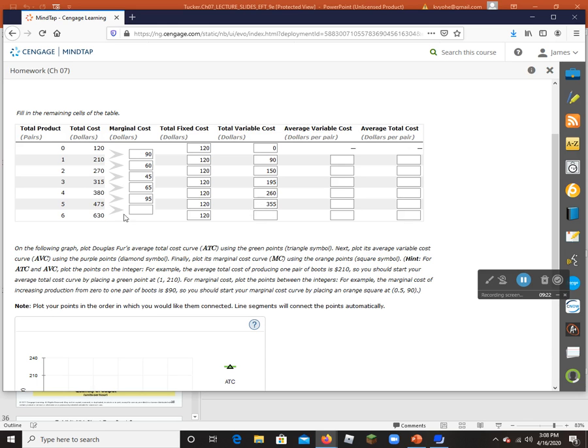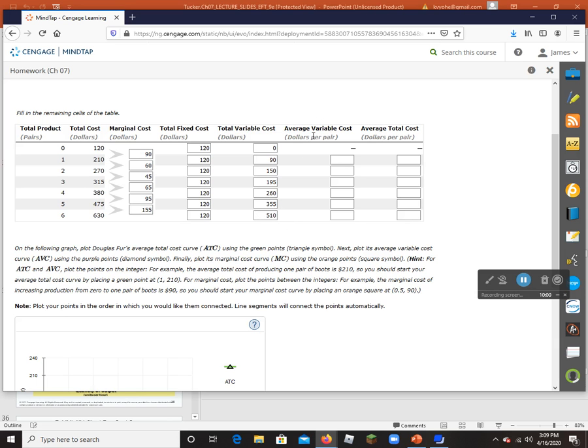Okay. Going down to the last unit of output. If we want to go from 5 units of output up to 6, our total costs go from $475 to $630. That is $155 to produce that 6th unit. If total costs are $630, you subtract out $120 in total fixed costs, TFC, that's going to leave us with $510 in variable costs.